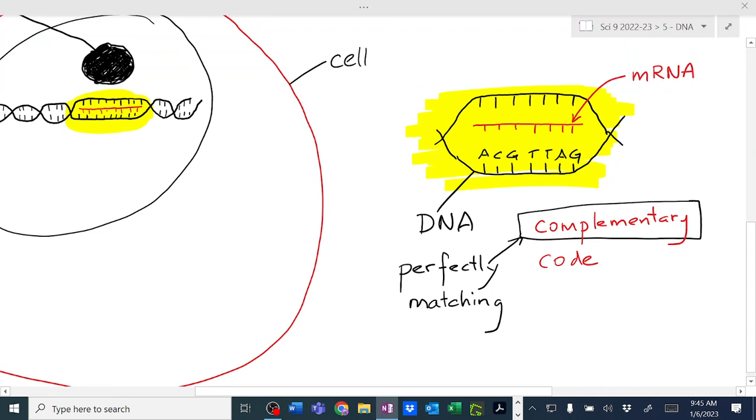A goes with U, okay? Which would actually mean that our DNA would be a T, okay? But I'm not gonna write it because it's gonna get a little too crowded, okay? C goes with G, G goes with C, T goes with A, T goes with A, and A goes with U, and G goes with C.